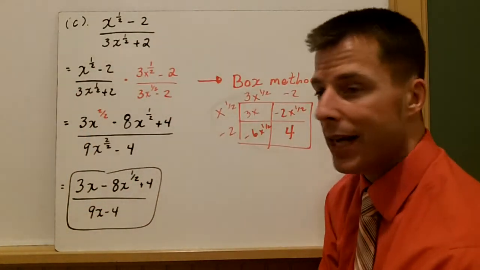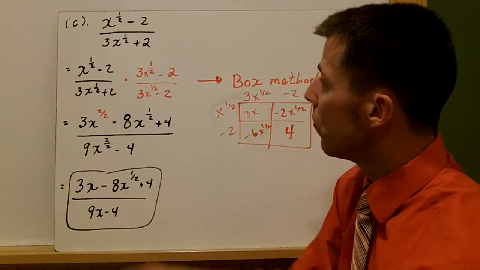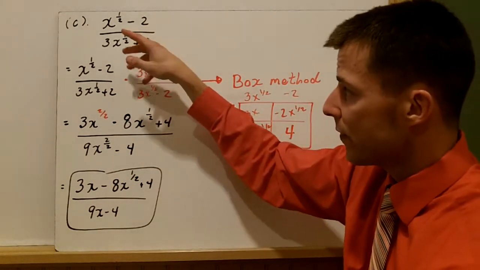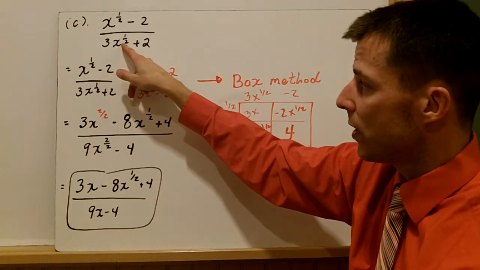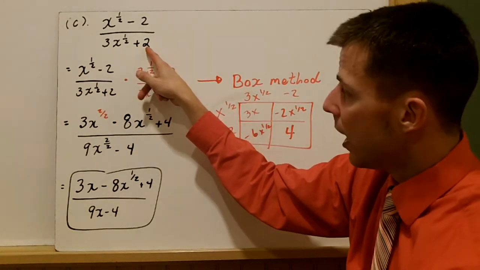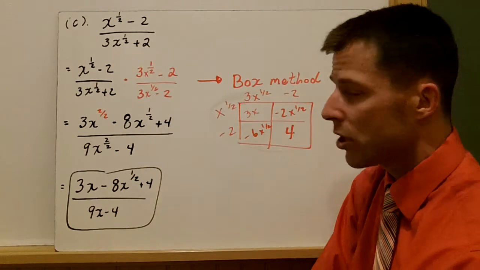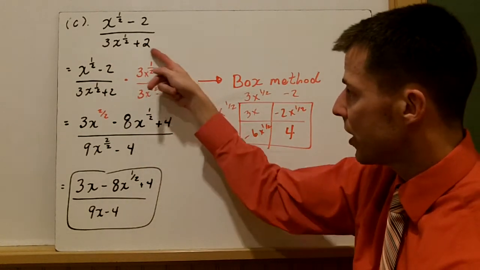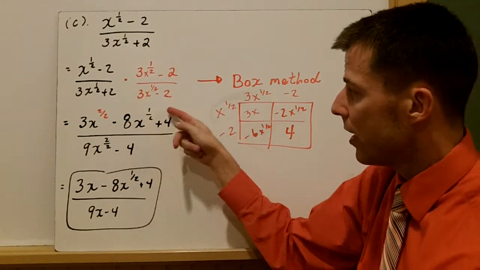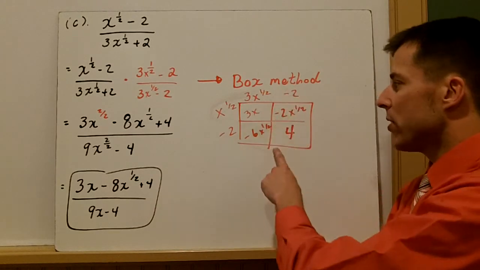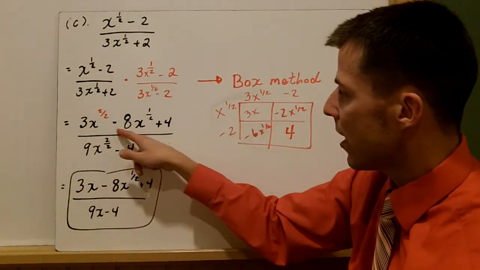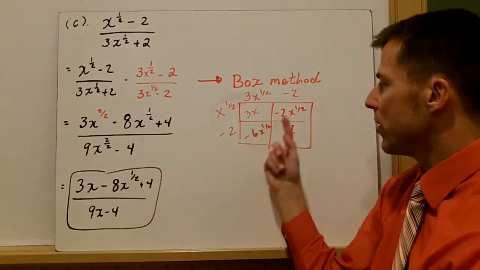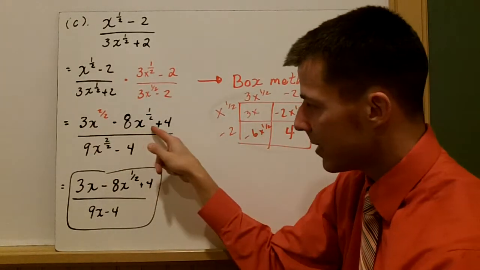Now, in the last example, this is more complicated. It's a fraction: x to the 1/2 minus 2 over 3x to the 1/2 plus 2. So what you're going to do is multiply by the conjugate. What should I do here? And then I put the box method over here so you can see the work I'm doing to get to this next line. That's a little more tricky. So there's the work for the box method to get to this step.